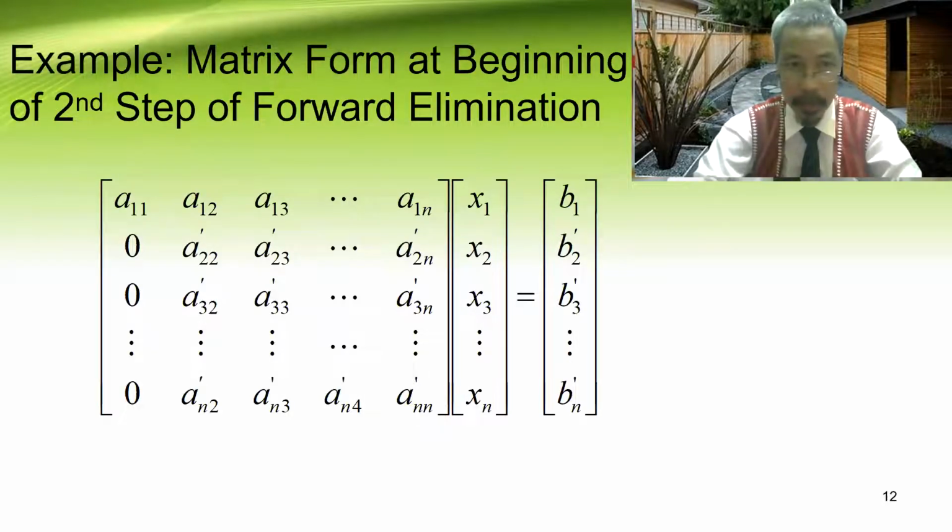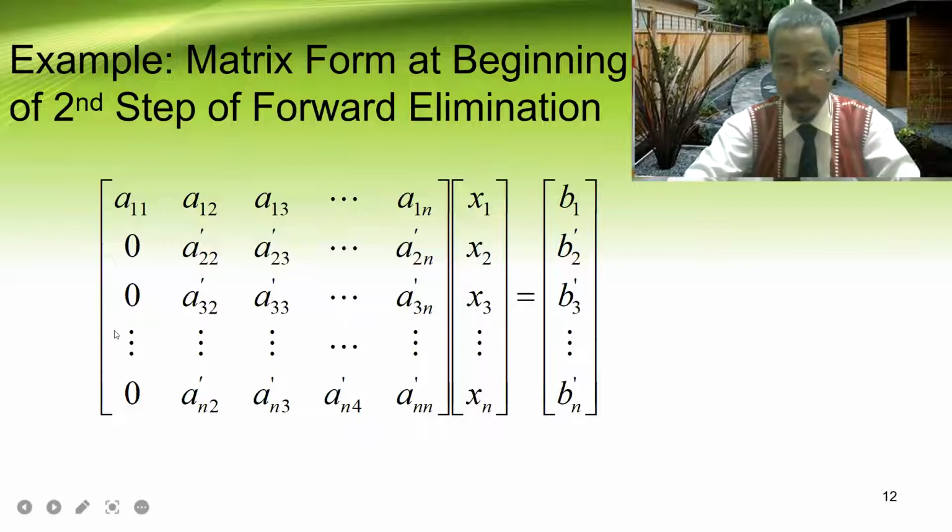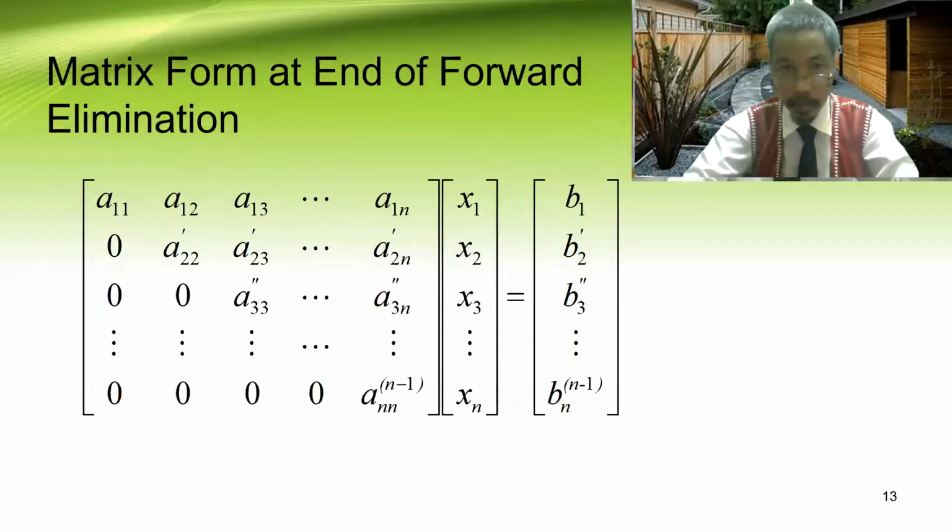Example: matrix form at the beginning of the second step of forward elimination. Second step, because we already eliminated the first coefficient of all of the rows except the first equation. This is the format that we would like to get into. This is our goal, to create an upper triangular matrix.